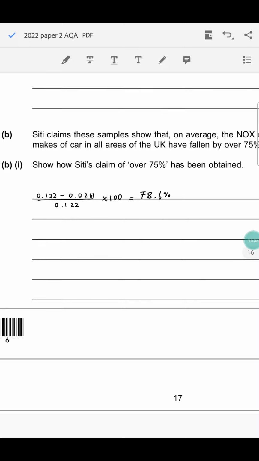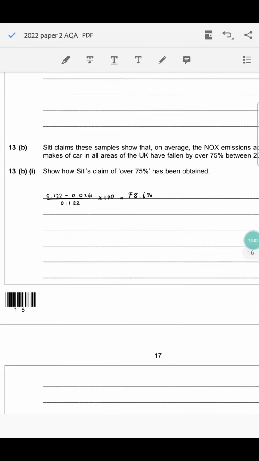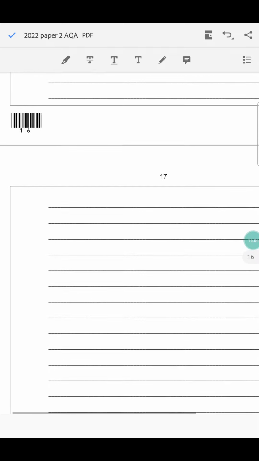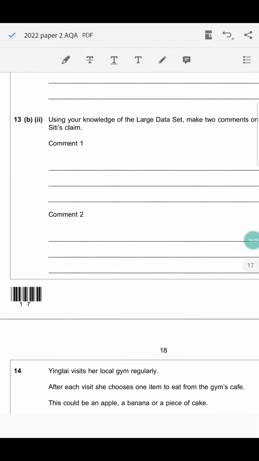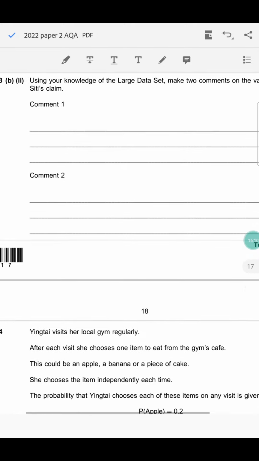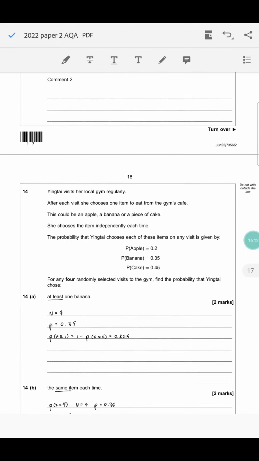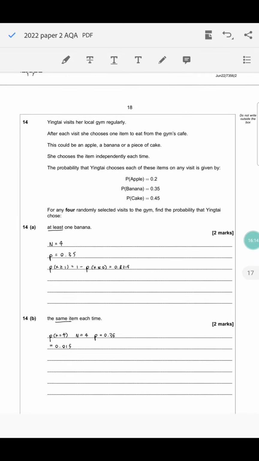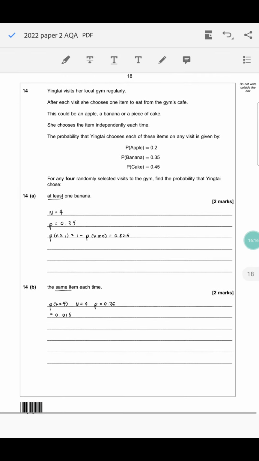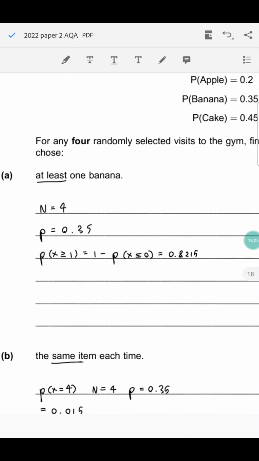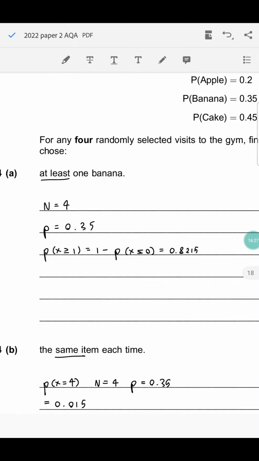Since 78.6% is greater than 75%, it's going to be true, and we showed it basically. For 13b, you can just say anything about that because it's a large data set. So if you know your knowledge about that, you should get that. Question 14 is binomial distribution. Now we know all the probabilities, and we need to find the probability of getting at least one banana.